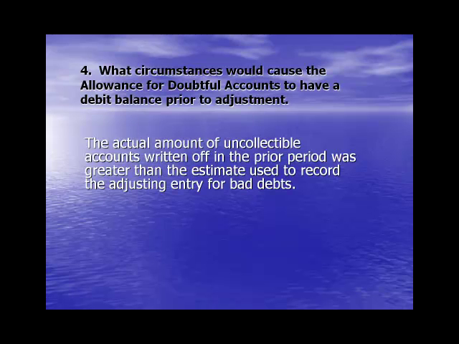In other words, the allowance started off with a certain amount. Throughout that next year, we wrote off accounts receivable, and when we did it, we debited the allowance account, and we ended up writing off more than we had estimated, so that it would change the allowance for doubtful accounts balance from a credit to a debit, and that's the way that we would end up with a debit balance prior to adjustment.